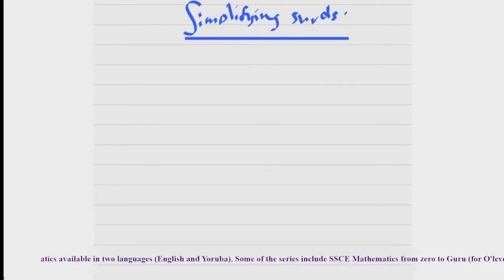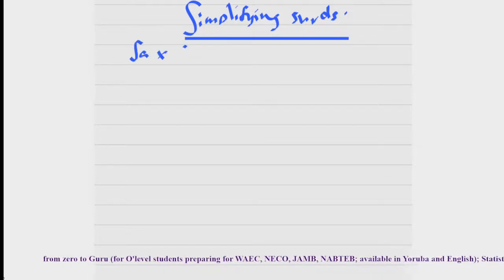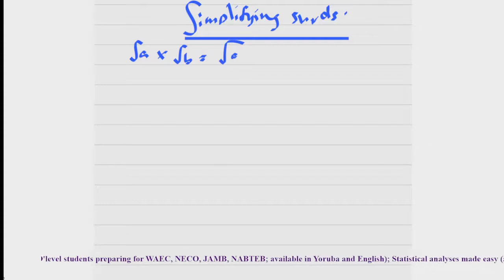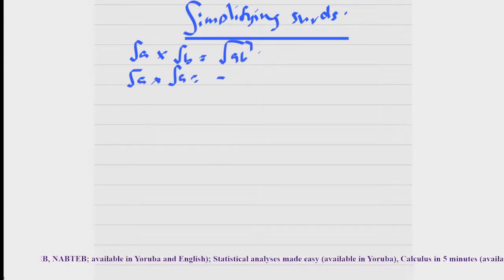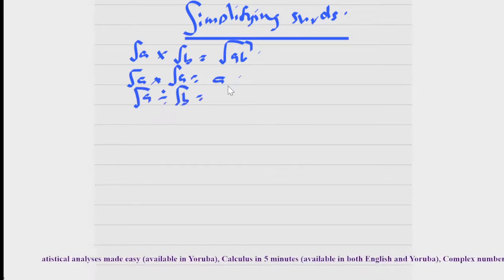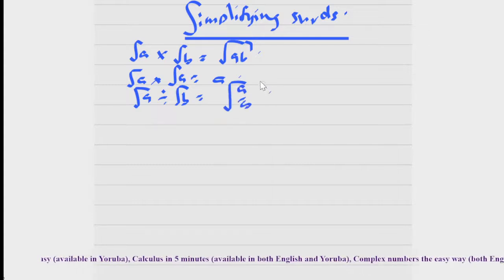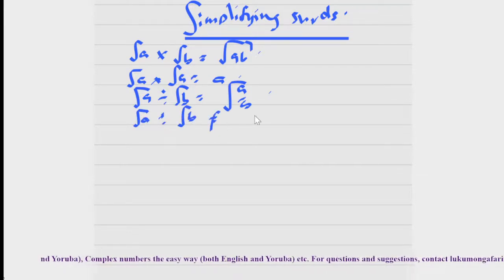I took you through some of the rules of surds. The most important thing you have to notice is that when you have root A multiplied by root B, it is the same thing as root AB. Likewise, root A multiplied by root A is A. Root A divided by root B is also the same thing as root A divided by B. You understand now? And like I said, you cannot add: root A plus or minus root B is not the same thing as root of A plus or minus B.